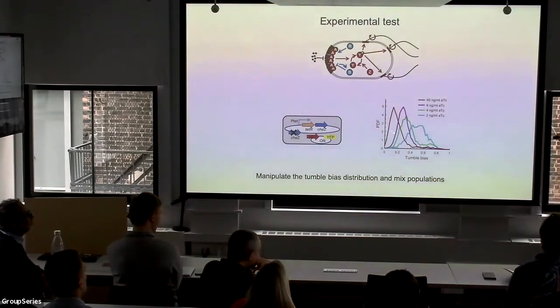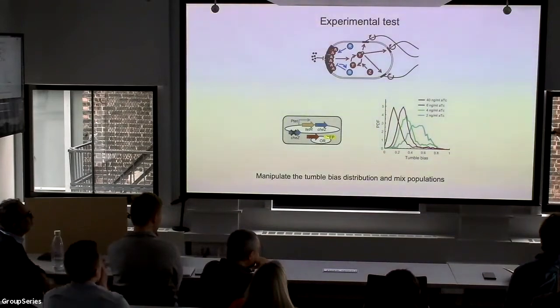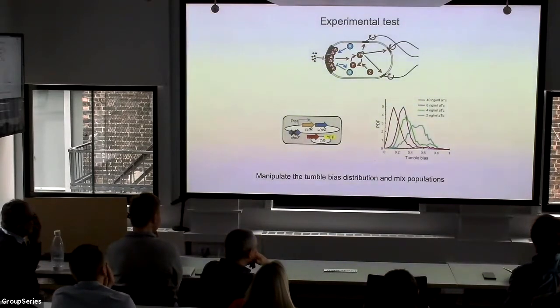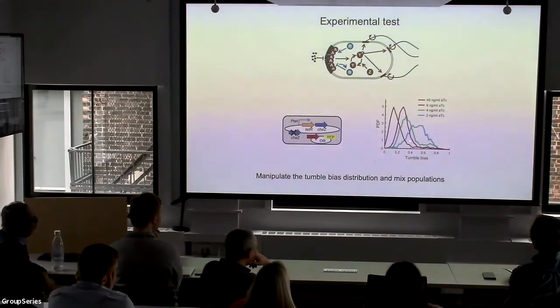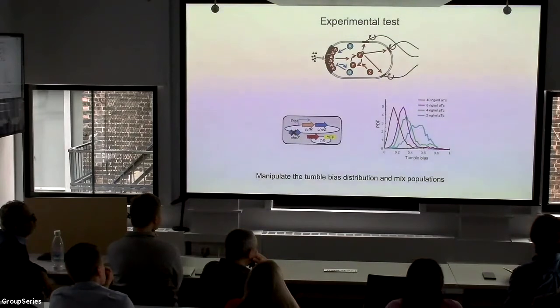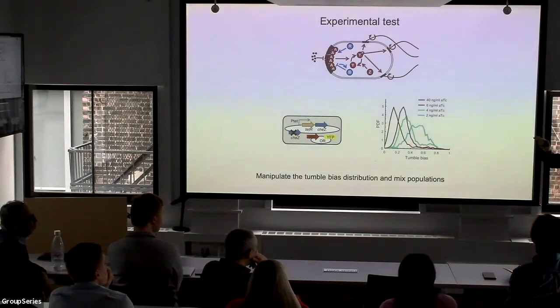So you can generate using different tricks. So here we're changing the level of the phosphatase, CheZ, which removes the phosphate group from the response regulator. And so depending on the level of expression of the system, you get distributions of tumble bias like the red one or the blue one. So the prediction from what I showed before is that if you mix the red and the blue one, you're going to get the red in the front, the blue in the back, but they're going to travel together.